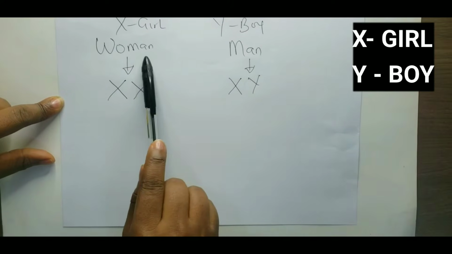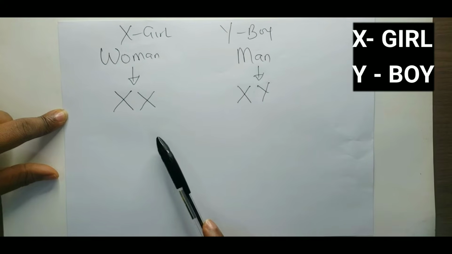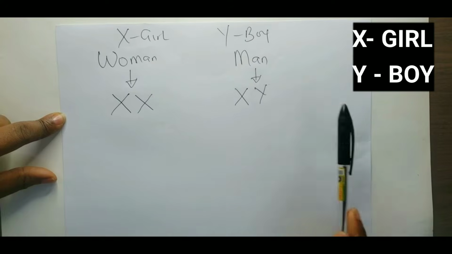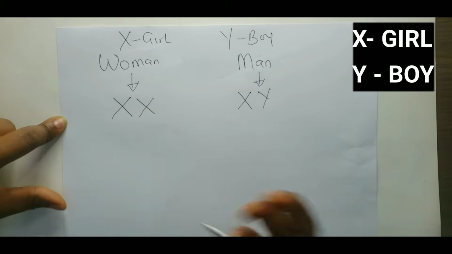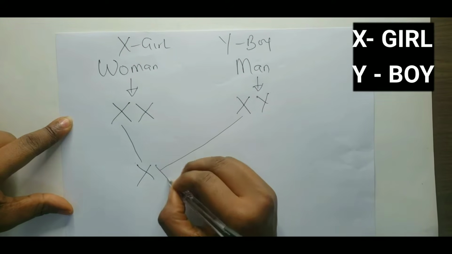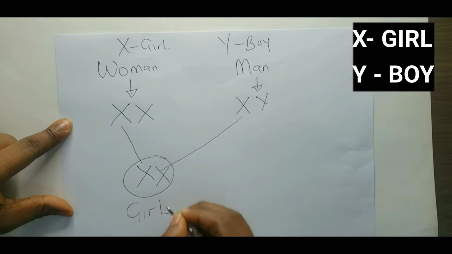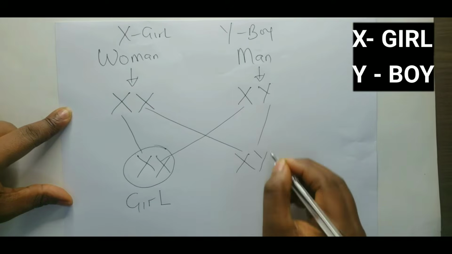When a man and a woman have sex, the sperm goes to fertilize the egg. The sperm can either be the X sperm or the Y sperm. How this happens is, the egg obviously releases the X chromosome. The man can either release the X chromosome, which will make it XX, a girl child, or the Y chromosome, which will make it XY, a boy child.